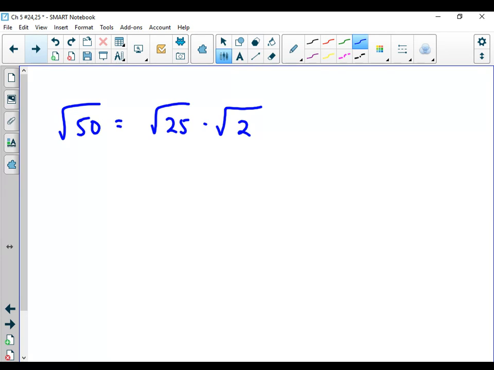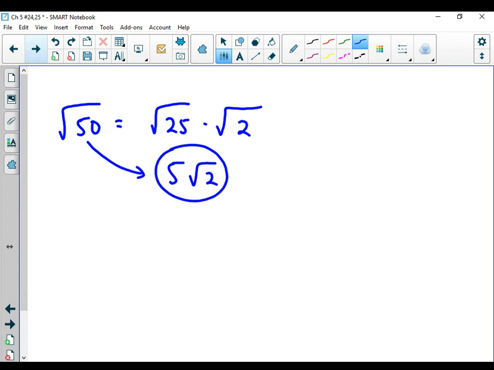Now, the reason I picked a perfect square is I know what the square root of 25 is. I know that's just a nice neat 5. The square root of 2 is not a perfect square, so I'm going to leave it alone. And this would be considered the simplified radical for the square root of 50.